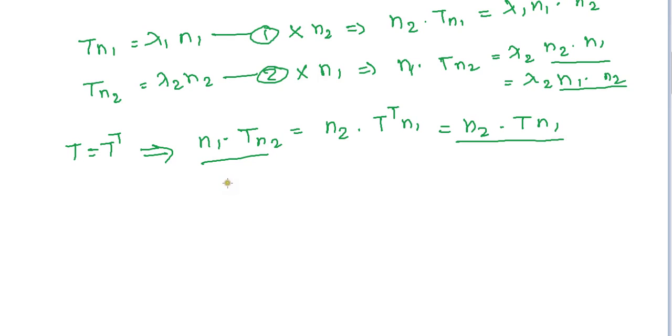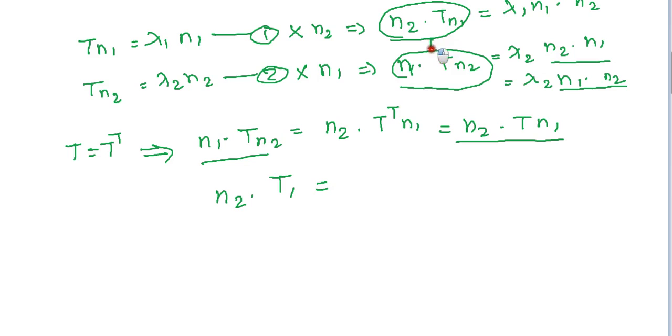So n1, something. So we can write down here n2 dot Tn1 equal to this. So n2 dot Tn1 equal to n1 dot Tn2. So this should be equal, right, at this moment. Because from transpose of T, we can write down that. So we can write down here n1 dot Tn2, right? So from there, if we replace the value of that, here it is that.